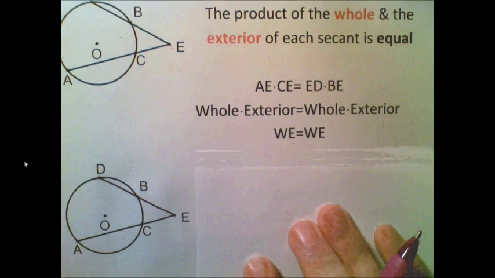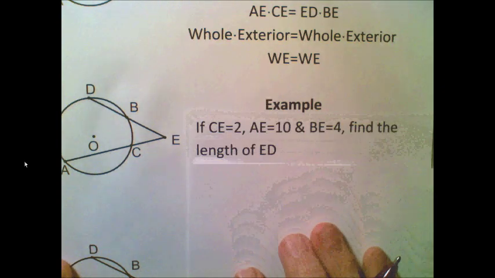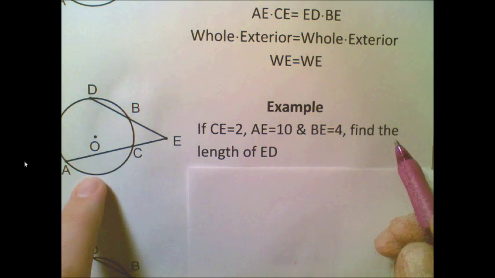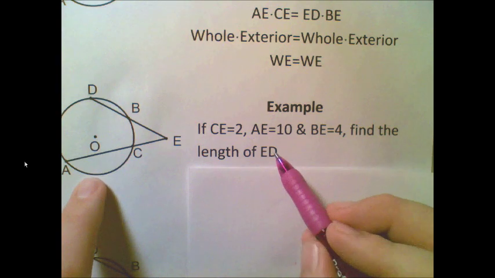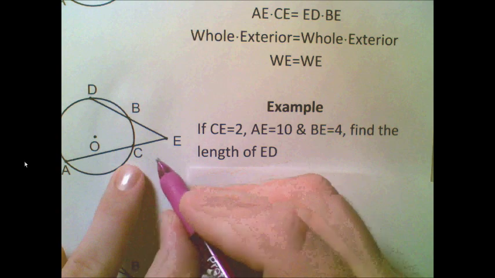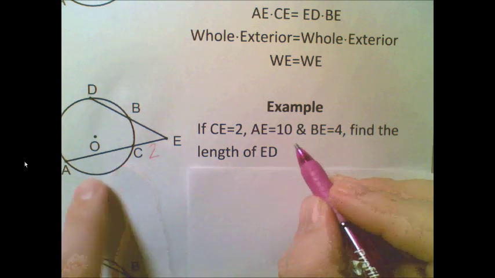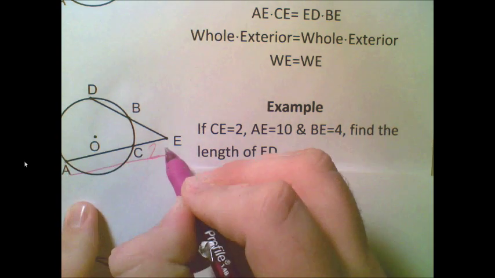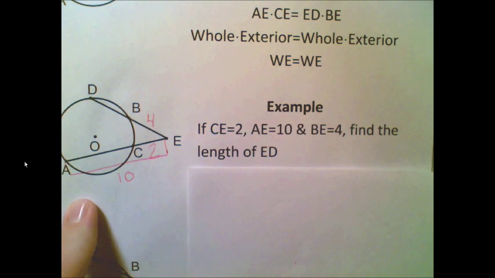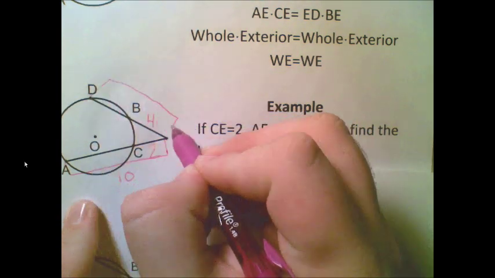Now, let's take a look at some examples. First one, CE is 2, AE is 10, BE is 4. Find the length of ED. So let's work it out. First thing you should do, mark up your diagram. I have CE is 2, AE, the whole thing, is 10, BE is 4. I want to find the length of ED.